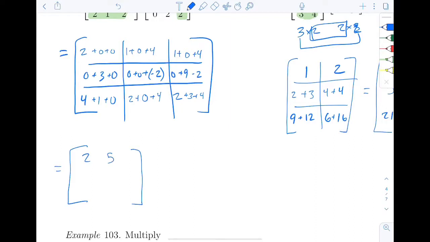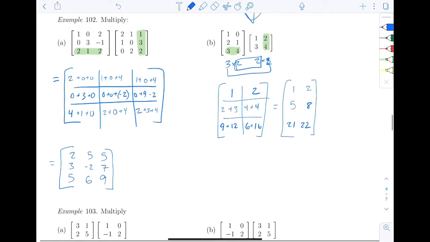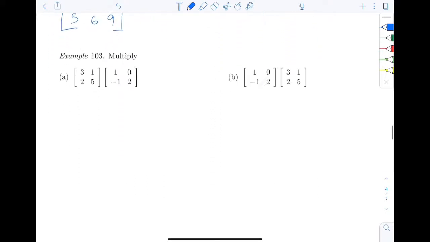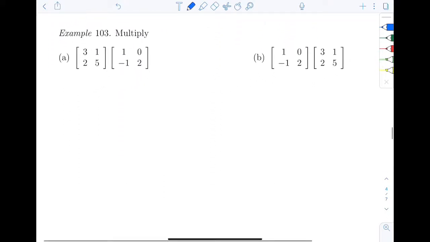2, 5, 5, 3, negative 2, 7, 5, 6, 7, 8, 9. All right, cool. Hopefully that worked out well. I have a few more examples here. Let's just do this really quickly. I have a point to make here.